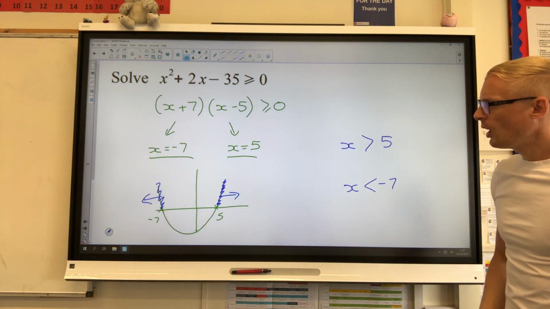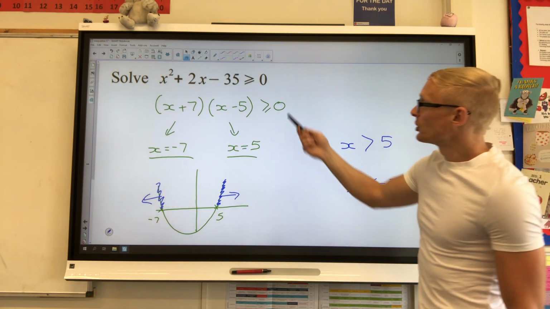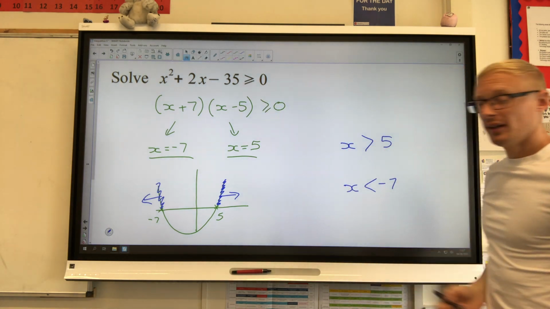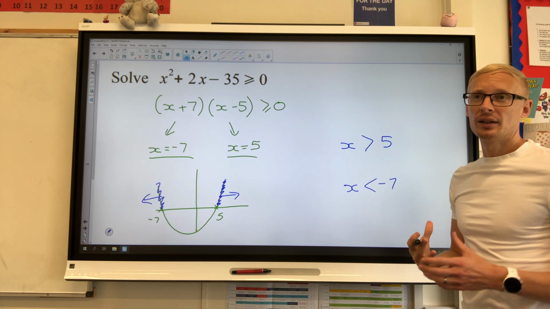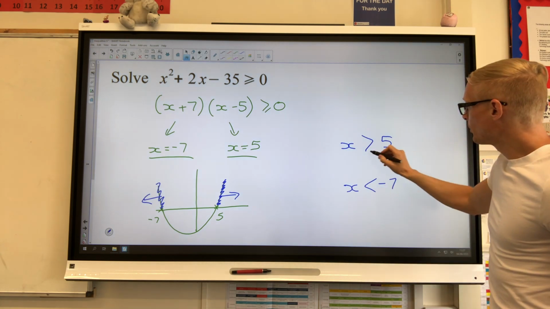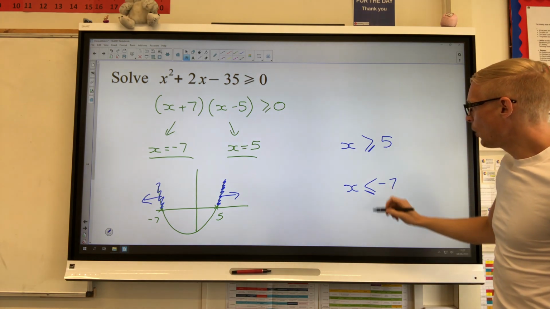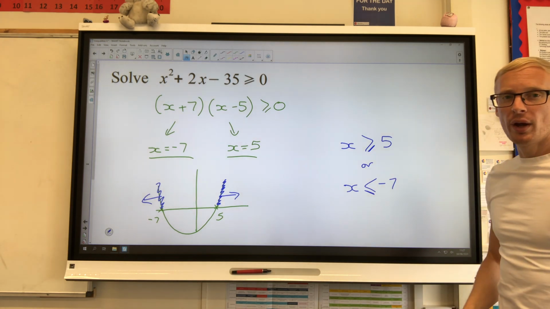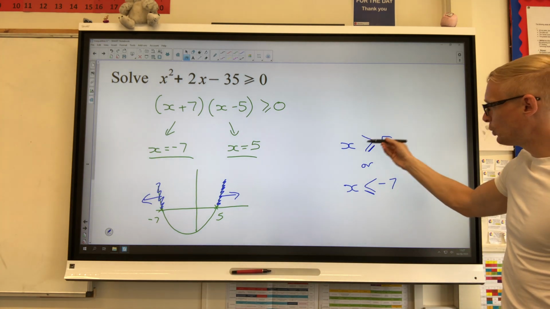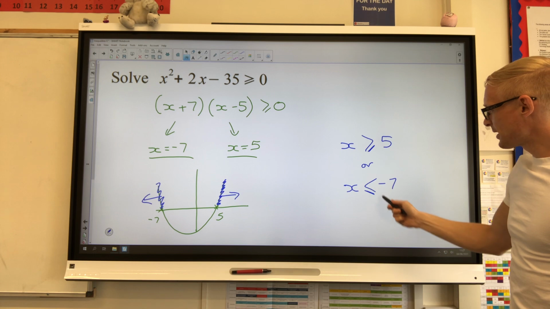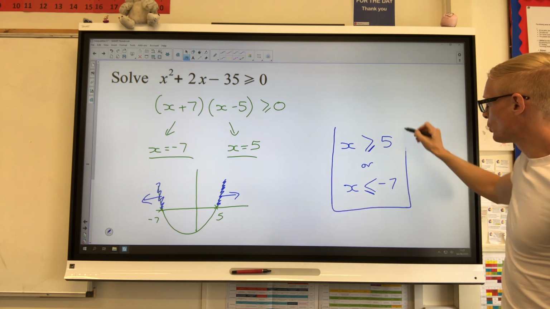7. And now the last bit, again, is just to check the question, because that's equal to there, in the same way as we did with the second example, we have to make sure we've got the equal to sign there as well, and we can just write or there as well. So we're looking at x is greater than or equal to 5, or x is less than or equal to negative 7. Those would be your solutions there.